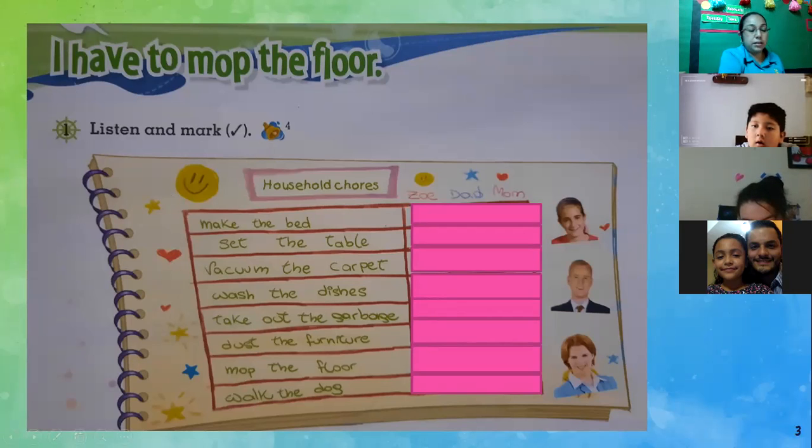I read it. I tell you in my part. Okay, so let's see. Listen and mark. You have the chart, okay, and you check what are the activities that so has to do, or what are the activities that dad or maybe mom has to do.